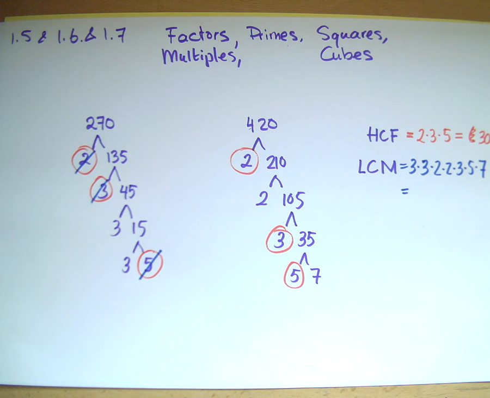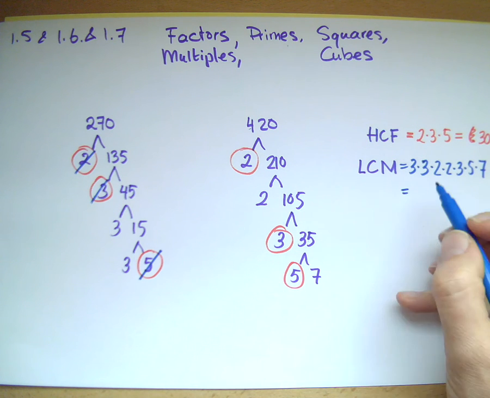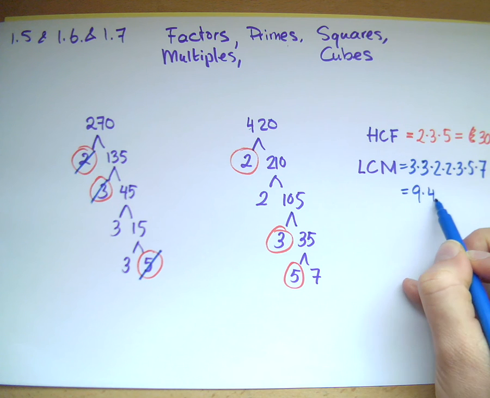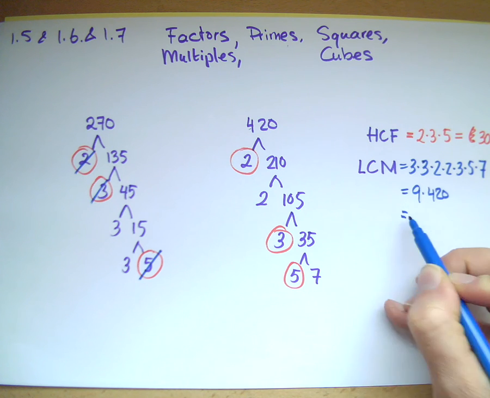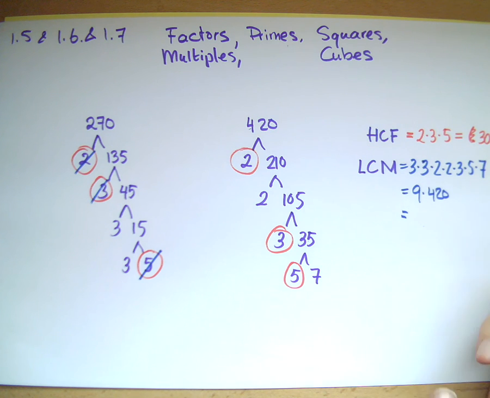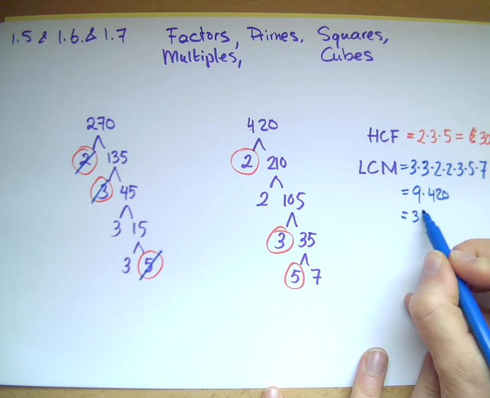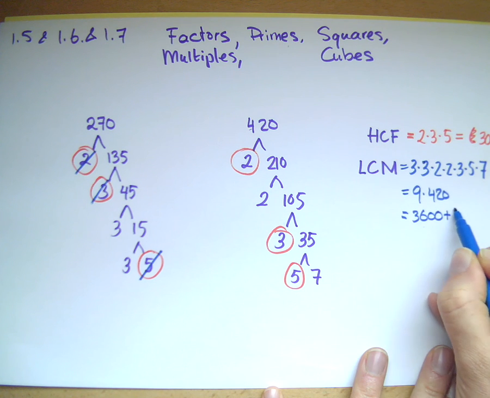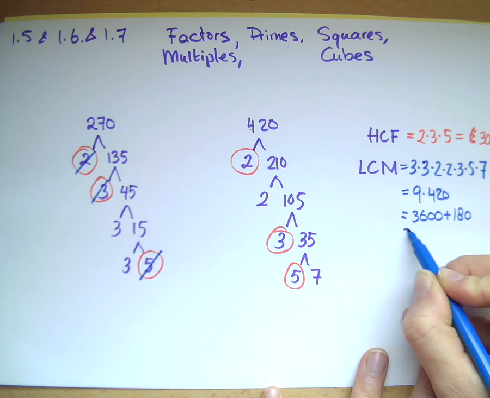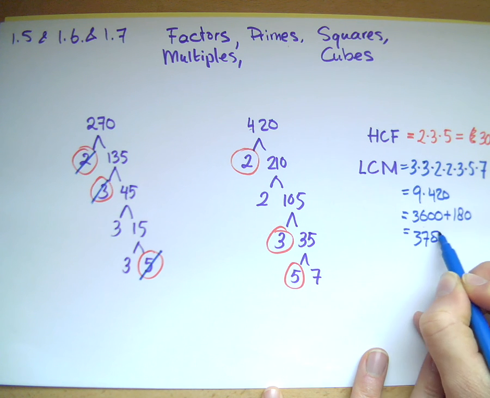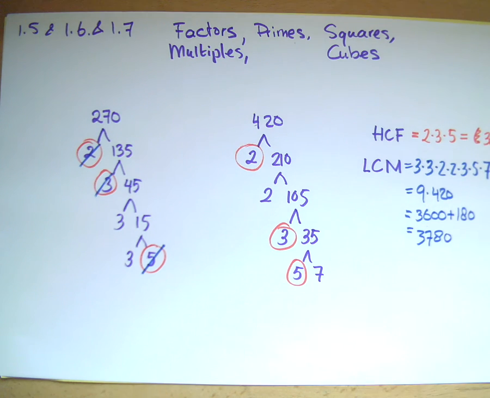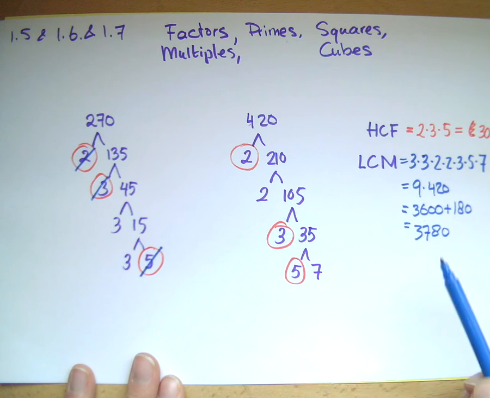And you will find that that is 9 times 420, which is, oh my goodness, 9 times 4 is 36, so 3,780. I hope that's right. You can correct me later if I'm wrong. I'm not wrong. No, it's right. Okay, so this is the lowest common multiple.